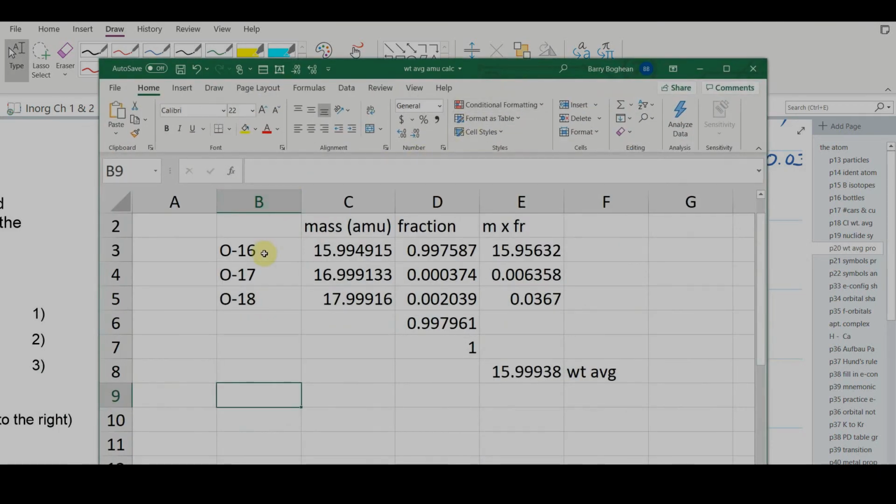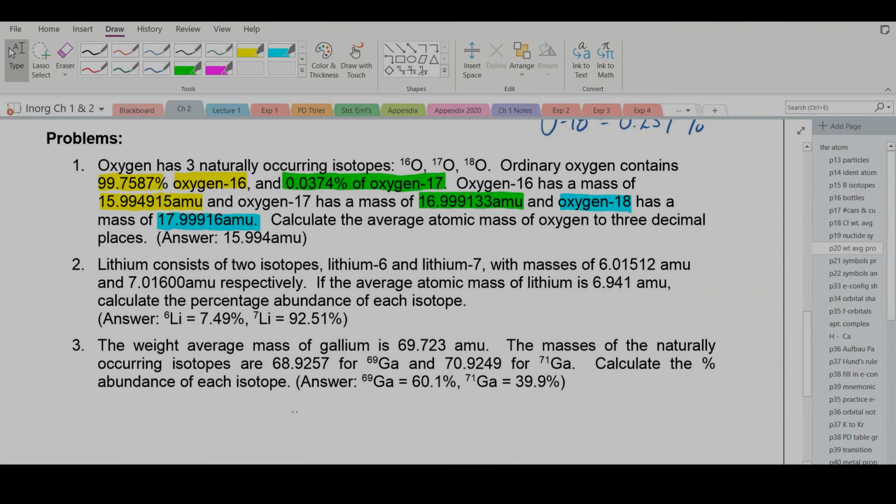I wrote down the isotope names, the masses that were given, the mass fractions, and for this term what I did is I summed up the mass fractions given, and then I subtracted this value from 1. Here's D7 minus D6, so that's the fraction, and I multiplied these together, and these were my individual values, and the sum of them here is 15.99938. So take a look at question number 2.